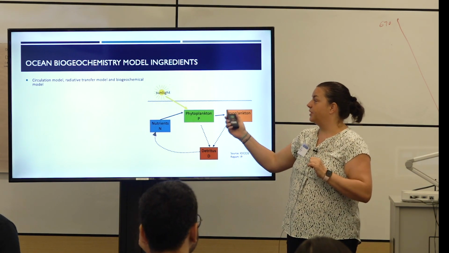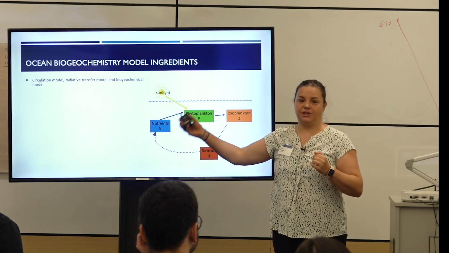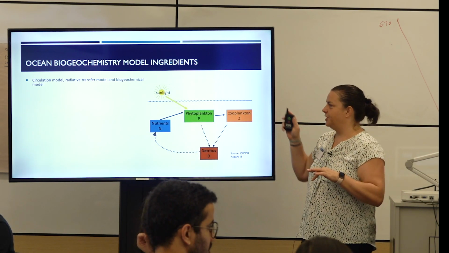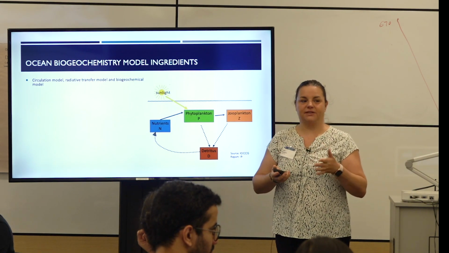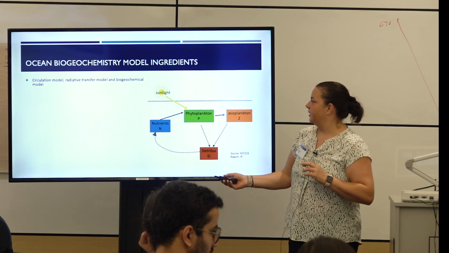Now, I will say not every Earth system model has an ocean biogeochemical or a radiative transfer model. The majority will have a circulation model, but the radiative transfer and the biogeochemical models are starting to be more common, but it's not ubiquitous everywhere.